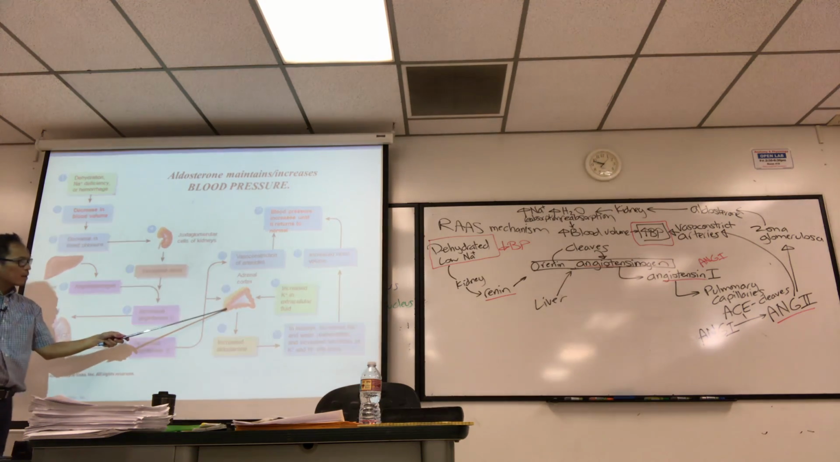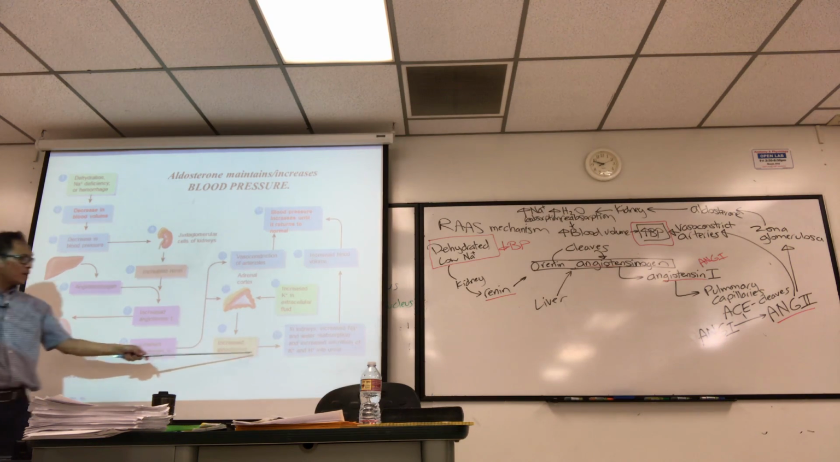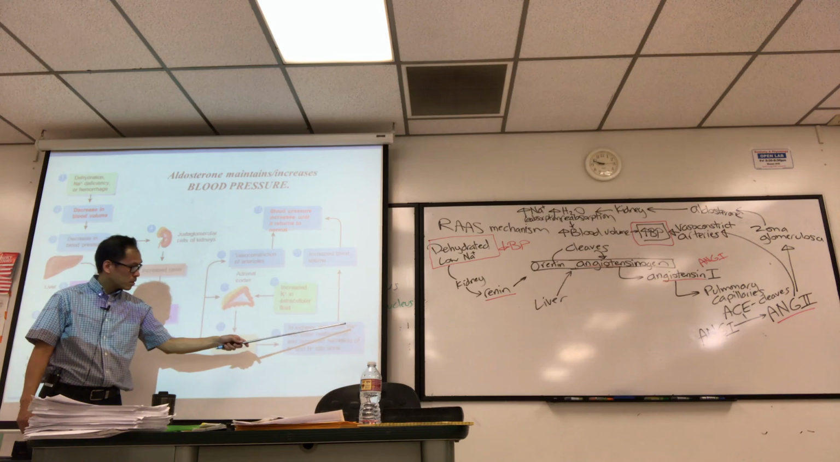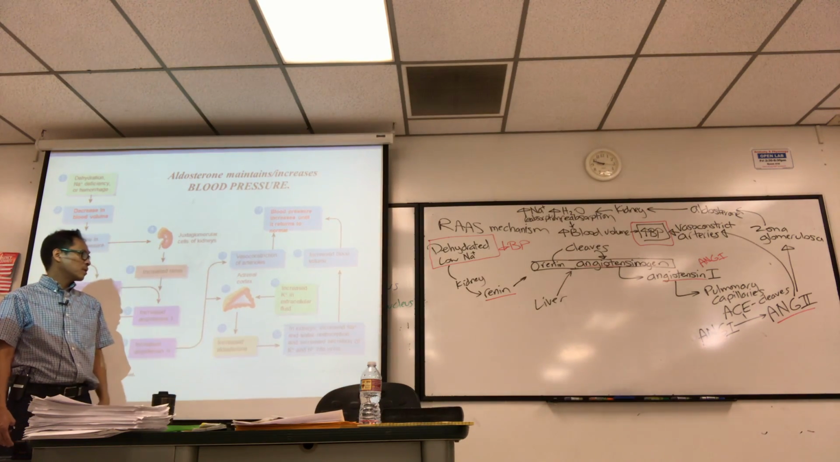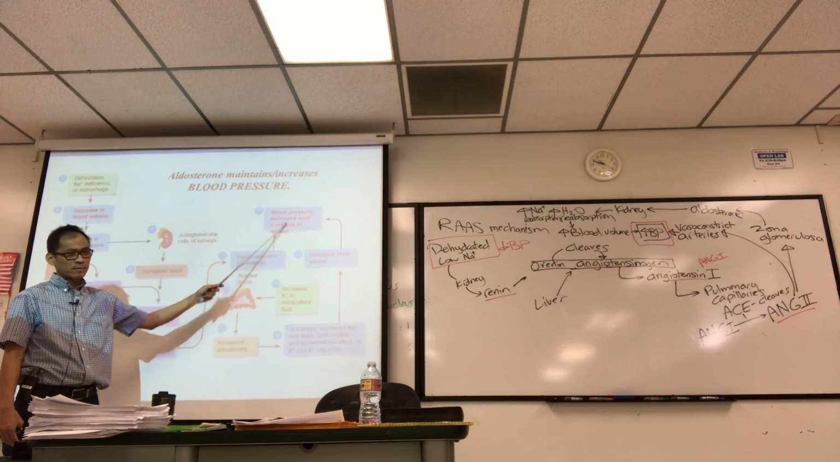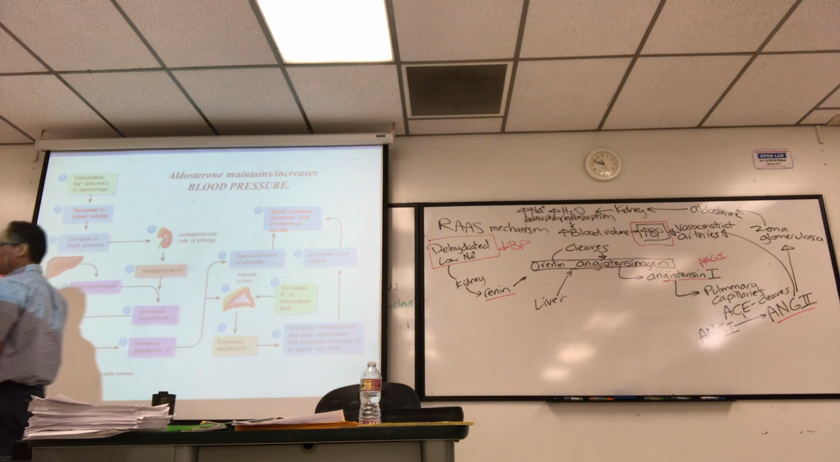The second thing, you go to the zona glomerulosa, you increase the aldosterone, and in the kidneys, you increase, like we said, sodium and water reabsorption. Therefore, you increase blood volume, and then you increase blood pressure. Okay, so if you're ever wondering what physiology is, this is it.